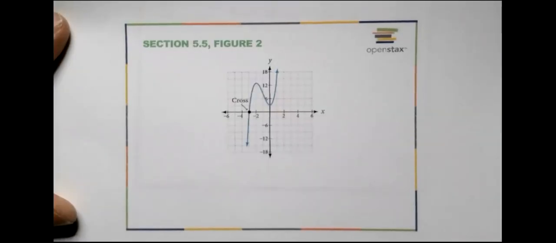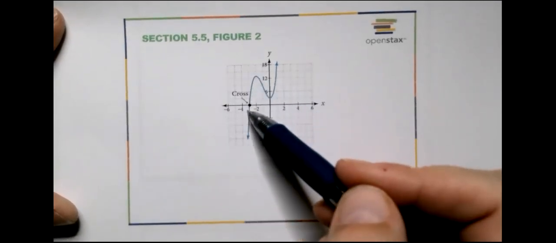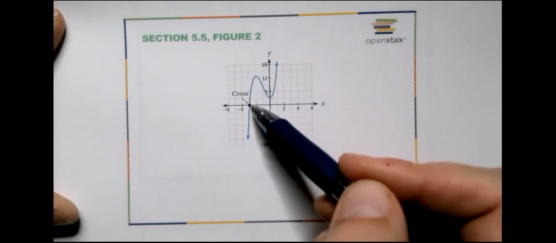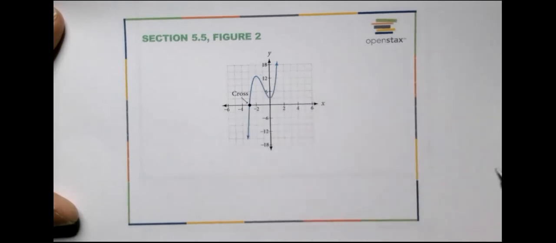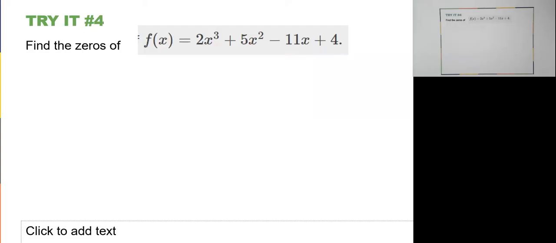And this is how the graph of that function looks like. It has one real 0, so it crosses the x-axis there at -3. And it has 2 imaginary zeros, so it doesn't cross the x-axis anymore. So just that once. And I want you to try this problem by yourself, which says find the zeros of f of x equals 2x cubed plus 5x squared minus 11x plus 4. And let me know if you have any trouble with this problem.